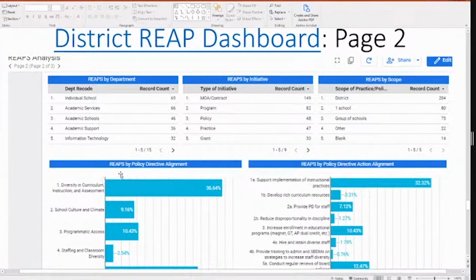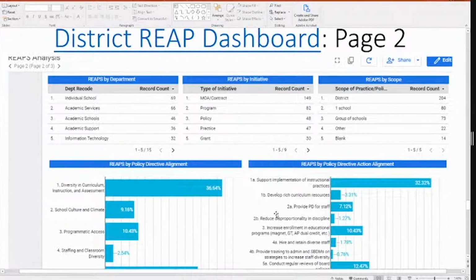Okay, so that's the alignment to the directives. And then we have alignment to the action steps that are outlined in the policy. You'll see the majority involve supporting instructional practices, and surprisingly, not as many in terms of reducing disproportionality in discipline, which we know is something that we talk about a lot at the district. So again, this is looking at how the REAP topics were aligned to the directives for us to focus and improve as we continue to do these.